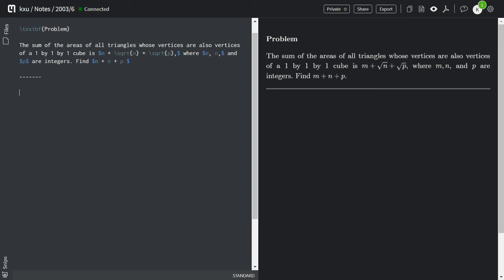This time it is the 2003 AIME 1 number 6. We see here that it is a geometry question. So the sum of the areas of all triangles whose vertices are also vertices of a 1 by 1 by 1 cube is some value, and we want to find this value.